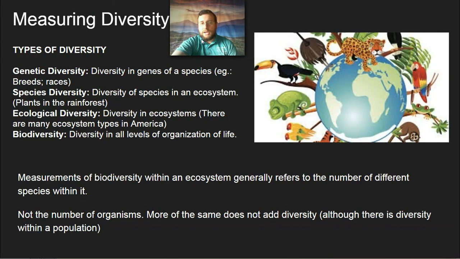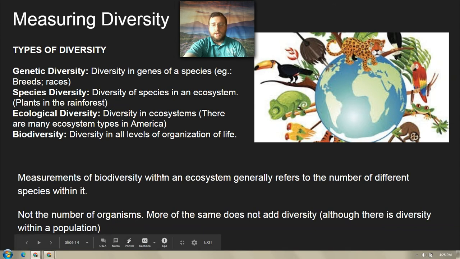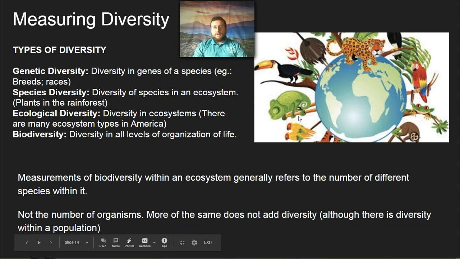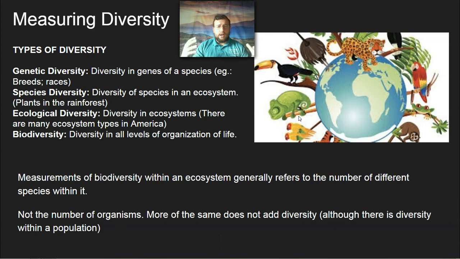So how do you measure diversity? Well, there's different types. The first one is called genetic diversity, which is the diversity that exists within a population. You can see that with like different breeds of dogs or different races in humanity. We have so many colors of skin and eye colors and shapes. And all of that is an example of the type of diversity that exists in our DNA.